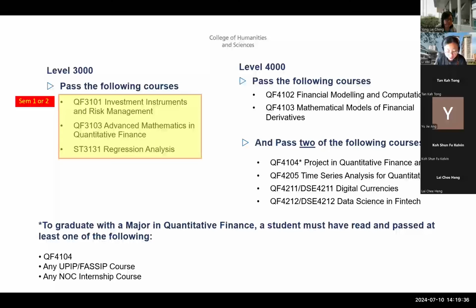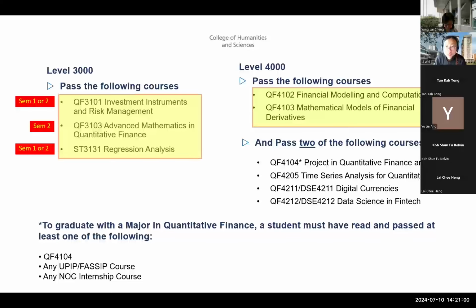Let's move on to level 4000 on the right-hand side. There are 4 courses to be completed at level 4000. 2 of them are essential. These courses are QF 4102, Financial Modeling and Computation, and QF 4103, Mathematical Models of Financial Derivatives. Both courses are essential and offered in semester 1 only.